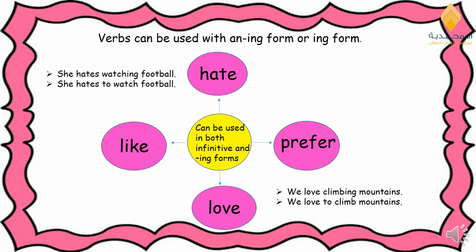now let's look at these verbs. We have the verbs hate, like, love, and prefer. These verbs can be used in both infinitive and ing forms, okay? Let's see the examples over here. I wrote here, she hates watching football. She hates to watch football. We love climbing mountains. We love to climb mountains. So these verbs can be used with both an ing form and an infinitive form.